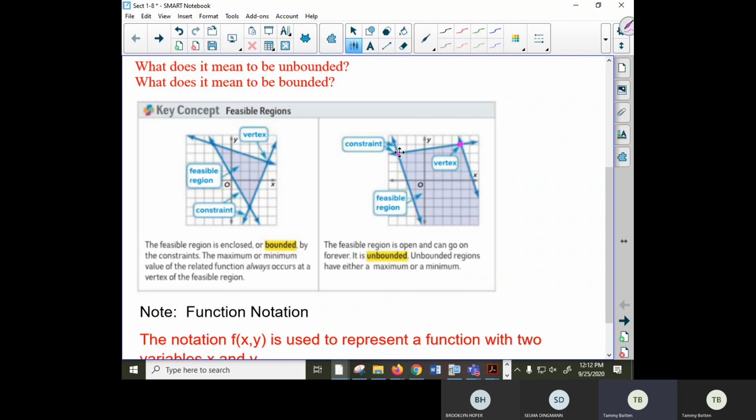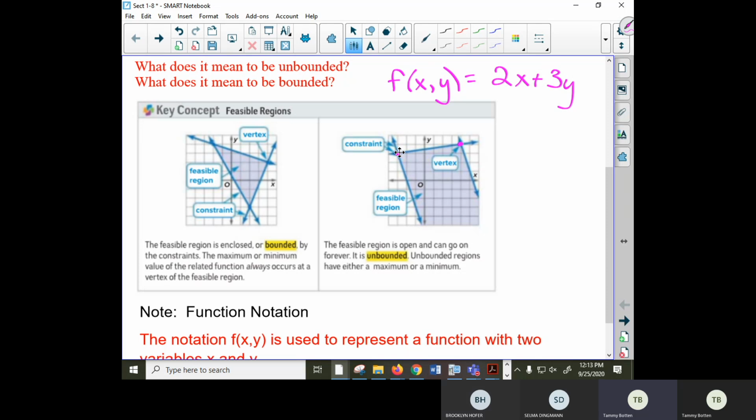So what you're looking for today is where all your lines overlap, the shading. And then when you do that, they're going to be giving you a function. It's going to look like this, like f of x, y equals, and it might be 2x plus 3y. And they'll tell you that they want this function to be either a minimum number or a maximum number, and then when we get to the word problems, we will be finding these points.